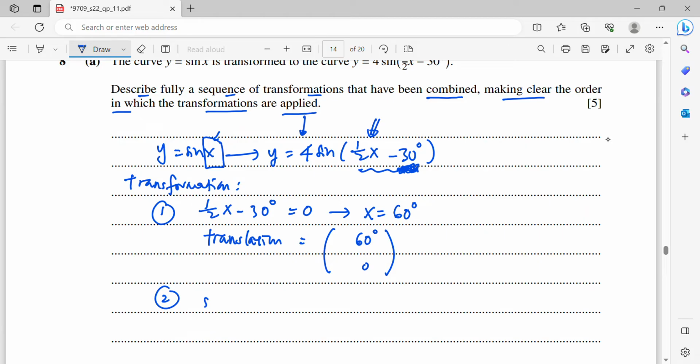Okay, so stretch in the x direction with scale factor 2. Because your x has been changed to half x. Just now I just consider the minus 30 means that it is a translation.